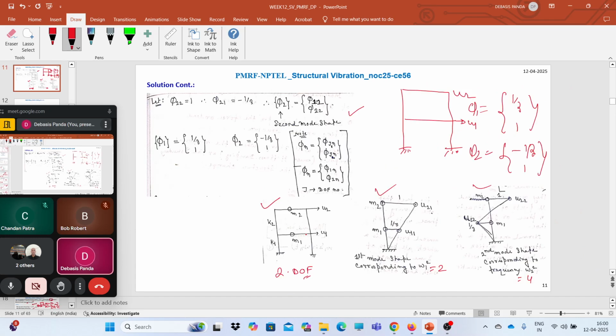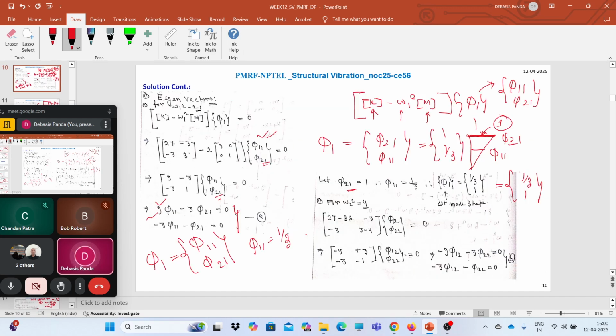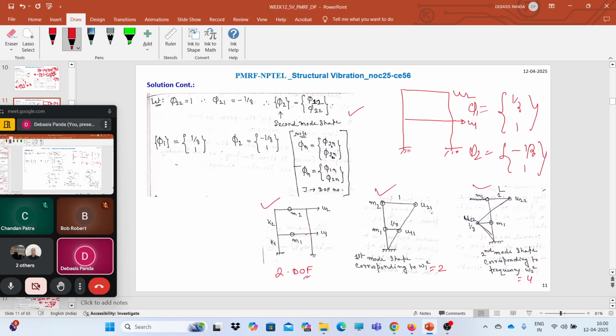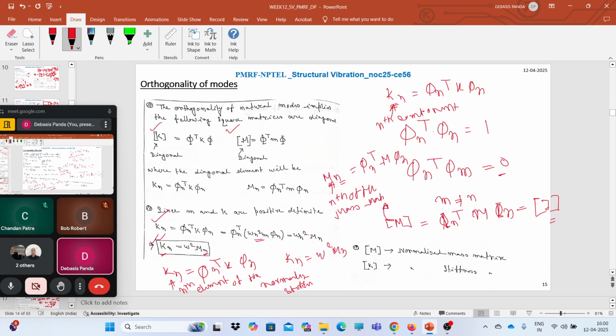Here, you can do the mass normalization with them also. So here I have done the mass normalized part. You have the mass matrix, you have the stiffness matrix. You can do the normalization and check the results. Great.